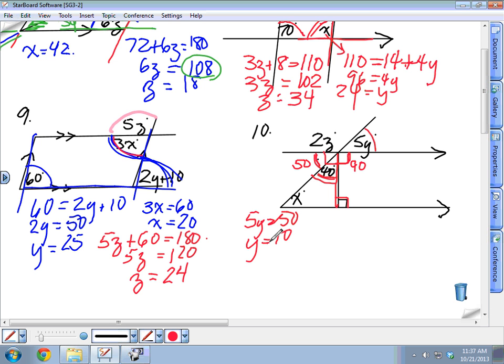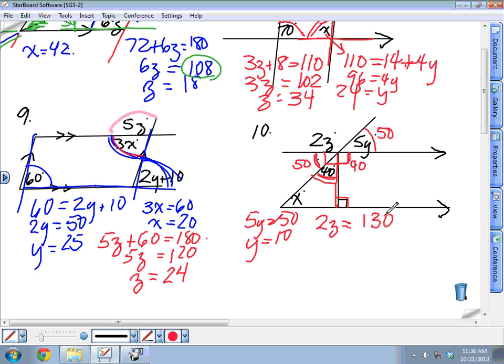So if this is 50, I know that 2z plus 50 equals 180 because it's supplementary. What is 2z equal to? 130. 130, thank you.